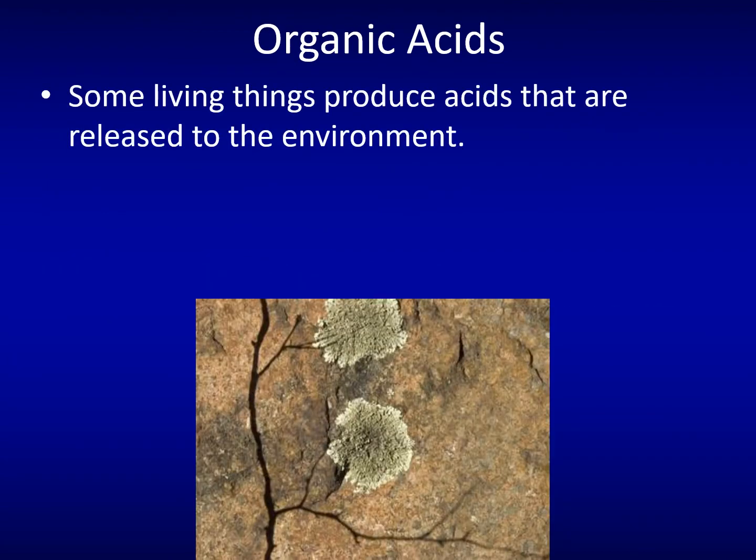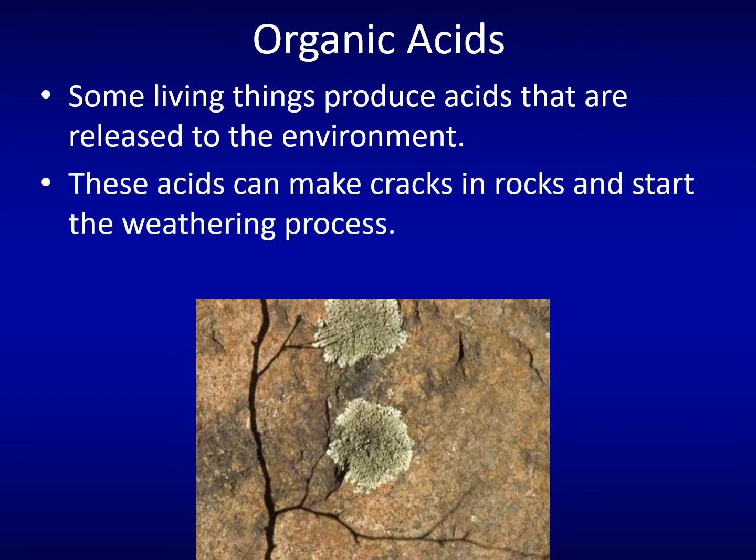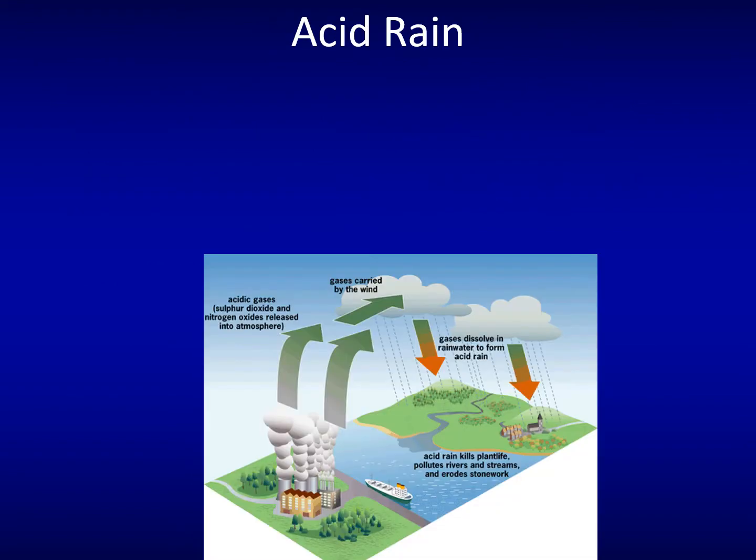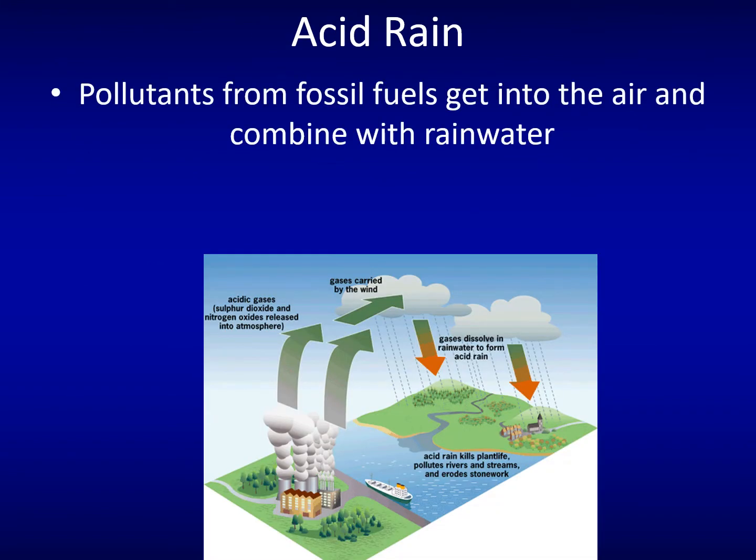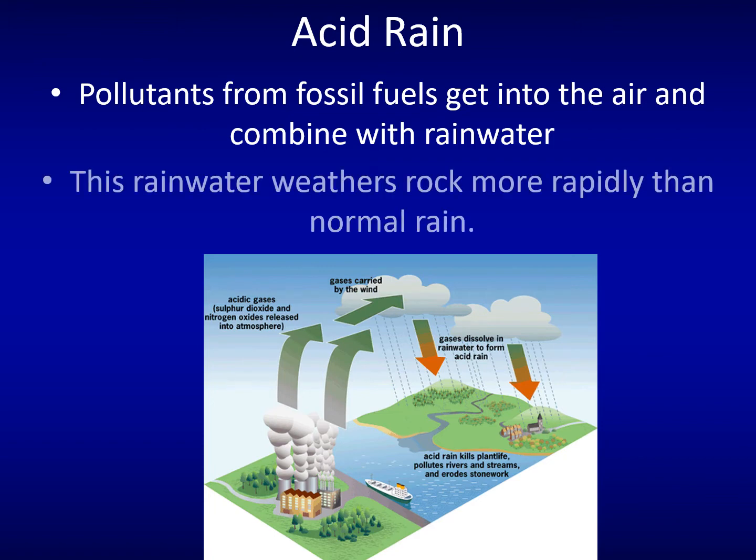Organic acids are where some living things produce acids to dissolve the minerals in the rock for nutrients, and as a result, the rocks are weathered chemically. Examples include lichens and mosses. Acid rain, of course, is another form of chemical weathering where pollutants from fossil fuels get in the air and combine with rainwater to form rapid weathering, more so than normal rain, on landscapes.